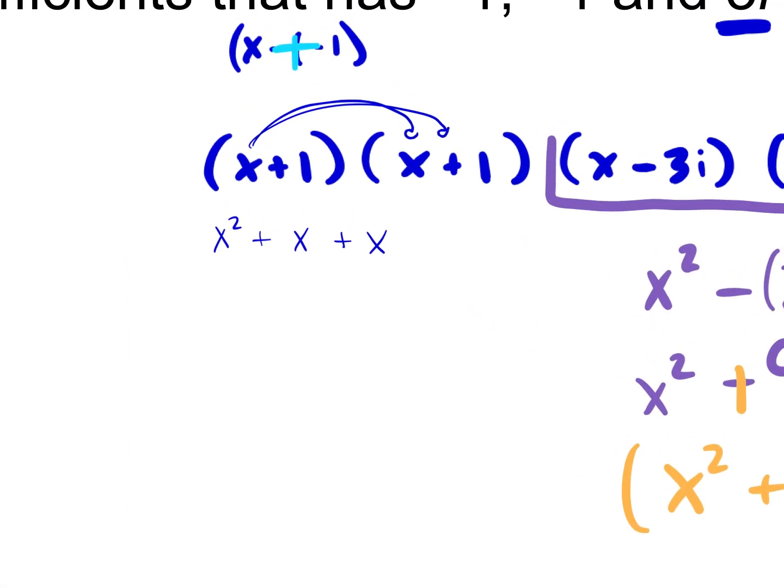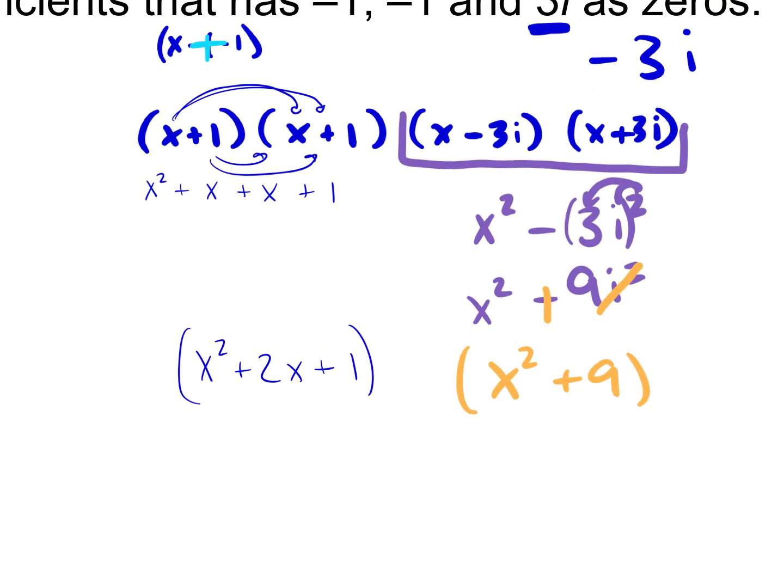All right, back to FOILing this out. So first, outer, inner, last, plus 1. So when I simplify this, it becomes x squared plus 2x plus 1. So then the last step is I have to multiply these two guys together. This x squared plus 2x plus 1 was the product of x plus 1 times x plus 1, and then the x squared plus 9 was the product of our conjugates there. Then the last step is to multiply these together.